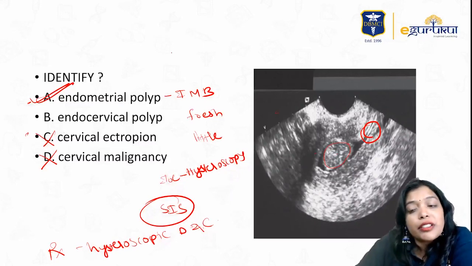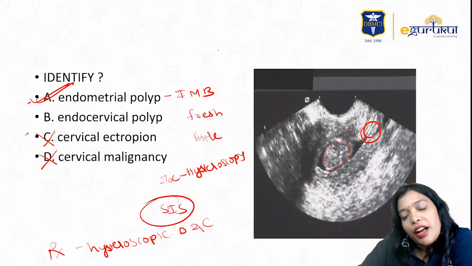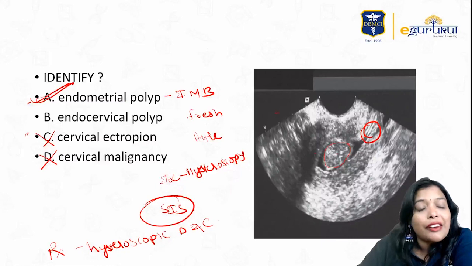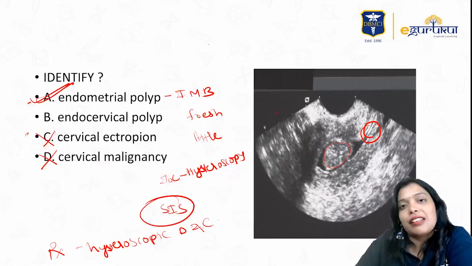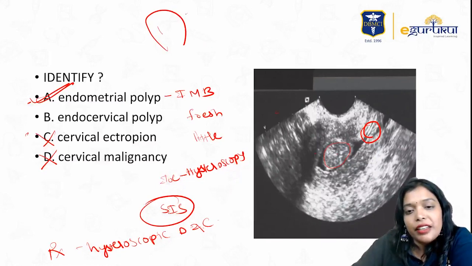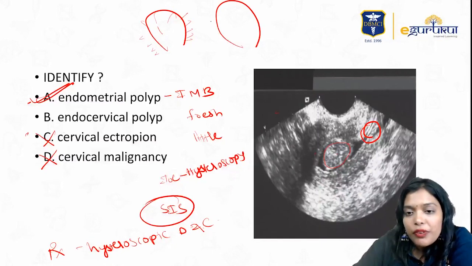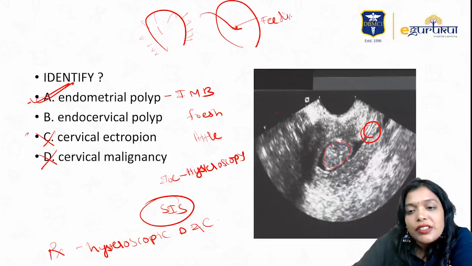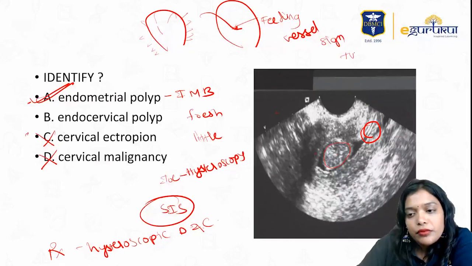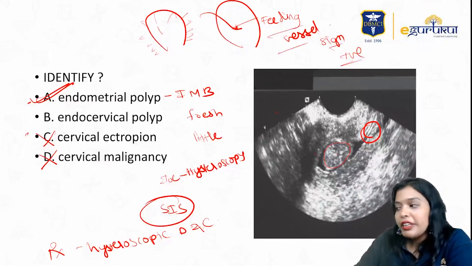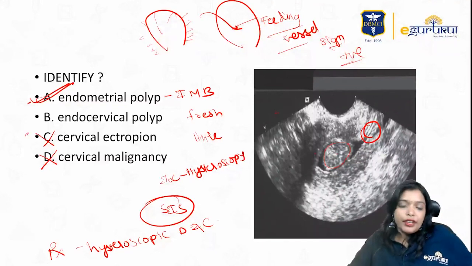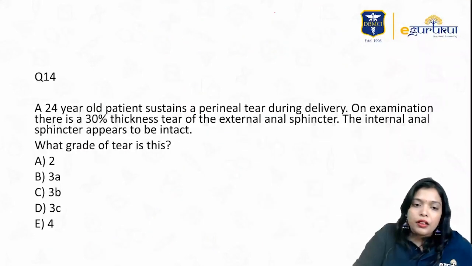Fibroid will be homogeneous and hypoechoic, so it will be complete black. So this is homogeneous and hyperechoic. And in fibroid, you will have peripheral vascularity, so you will see the vascularity from the lateral aspect. But here if you are observing, you will see only one vessel entering into the polyp. So that is called as feeding vessel sign positive, right?